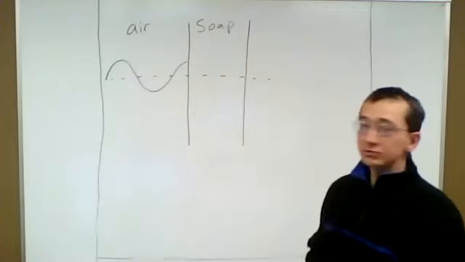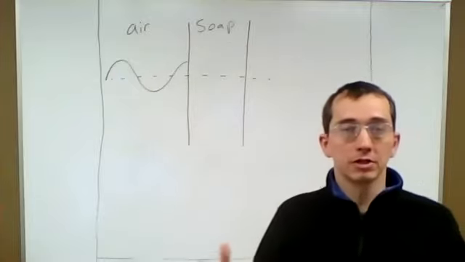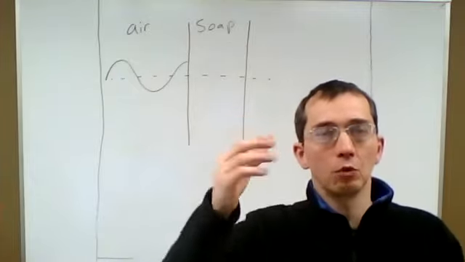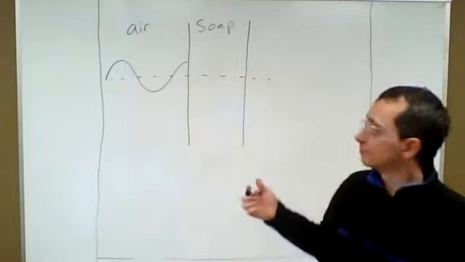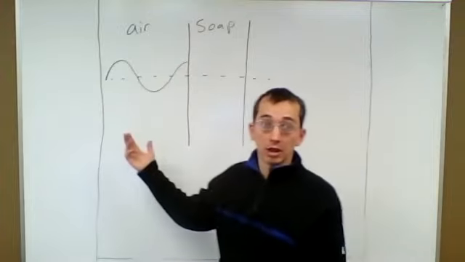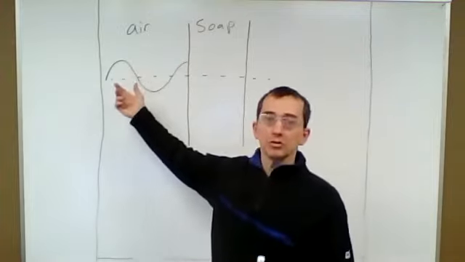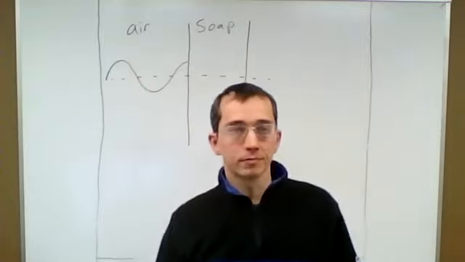Okay, suppose that we have a film of soap, like a bubble. So this would be like a soap bubble, but we're just looking at one piece of it, just a thin film of soap sitting in air. So we've got air and soap, and suppose we have some light, sunlight, or just one particular ray of light that's coming in, and it enters the soap film.